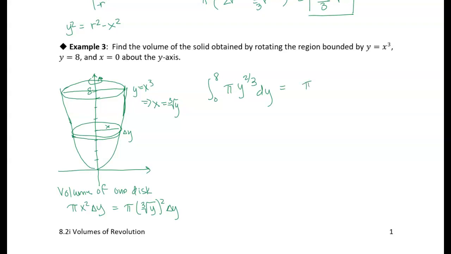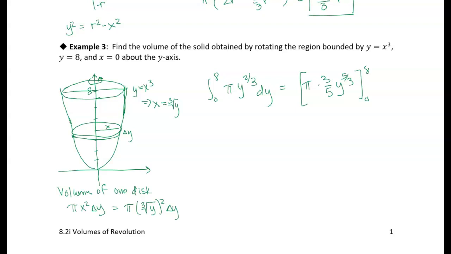So I'm going to get pi, and then the integral of y to the 2/3 is going to be 1 over 1 plus 2/3, which is 1 over 5/3, which becomes 3/5. So 3/5 y to the 2/3 plus 1, which is 5/3. And we want to evaluate that from 0 to 8.